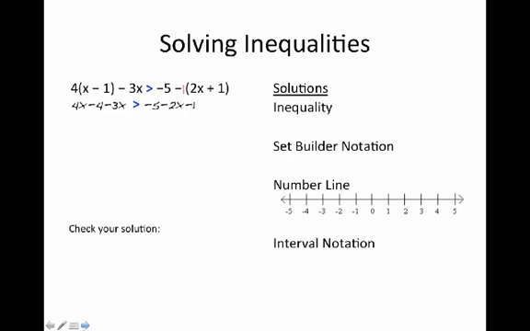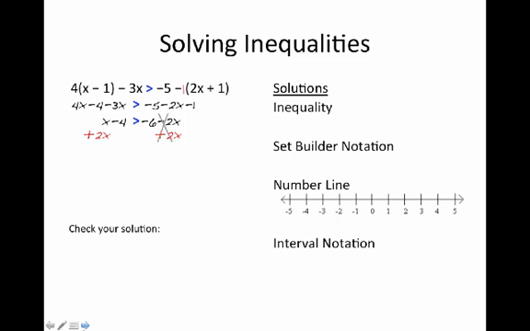4x minus 3x is 1x minus the 4 on the left-hand side. On the right-hand side, negative 5 minus 1 is negative 6 minus the 2x. Now I want to get my variable term by itself. I want to keep my variables positive, so I'm going to add 2x to both sides.